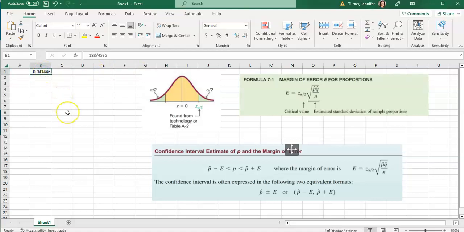Now notice that the decimal here is going out quite far, but MyMathLab only wanted us to go to 3 decimal places. So you can have Excel change this to show only the first 3 decimal places. As long as you're on the Home tab, you should see these 2 icons right here that let you increase or decrease the number of digits after the decimal point. So we're going to decrease this until we only have 3 digits after the decimal point. So the point estimate, rounded to 3 decimal places, is 0.041.